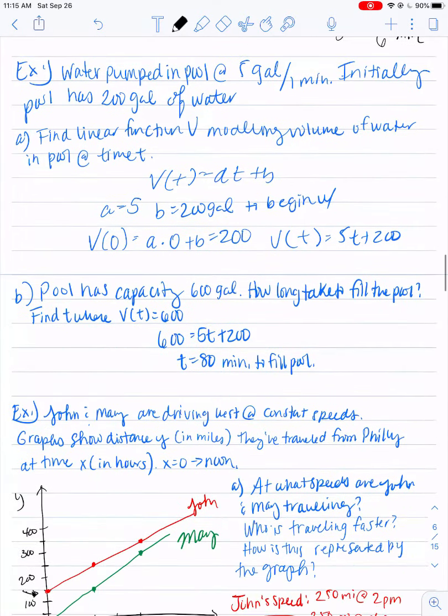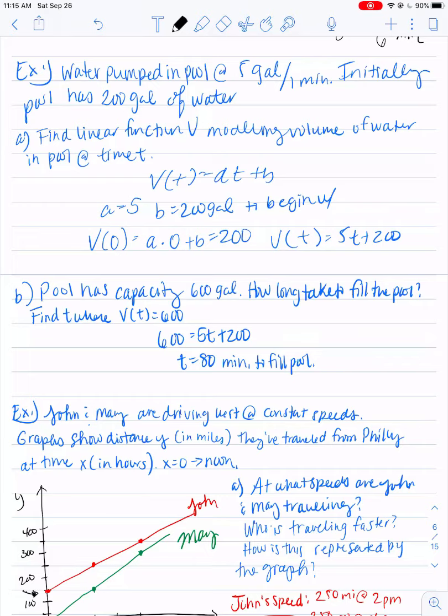So here we have an example. Water is pumped into a pool at 5 gallons per minute. Initially, the pool has 200 gallons of water. So for part a, we want to find a linear function V modeling the volume of water in the pool at time t. So our V(t) equals at plus b, because it's a linear function.